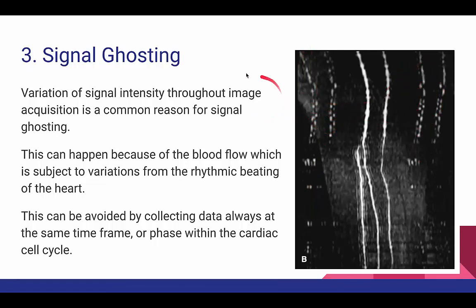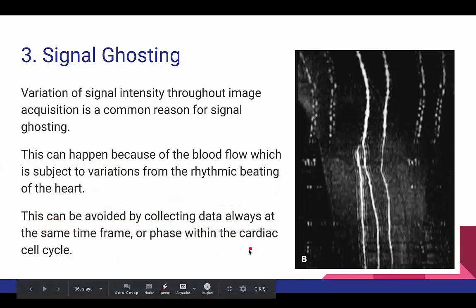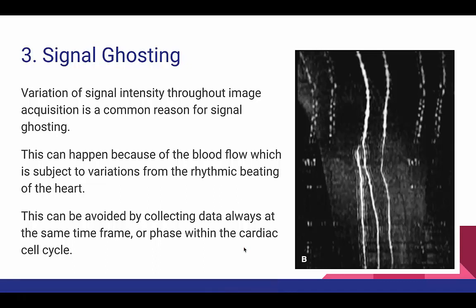Variation of signal intensity throughout image acquisition is a common reason for signal ghosting. It can happen due to the rhythmic beating of the heart. Again, as I mentioned before, the blood is really the tricky part here. It can be avoided by collecting data always at the same time frame or phase within the cardiac cycle. So you want to avoid the changes. You want to make sure that you get the image at the exact time interval before, hence you won't see the variations.